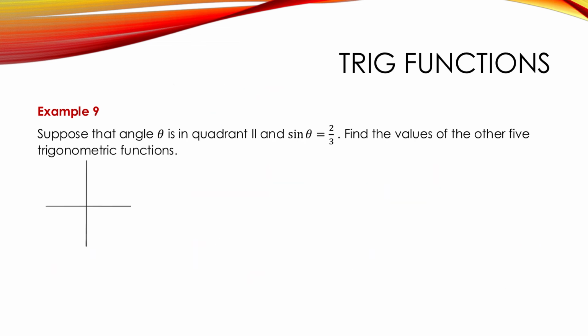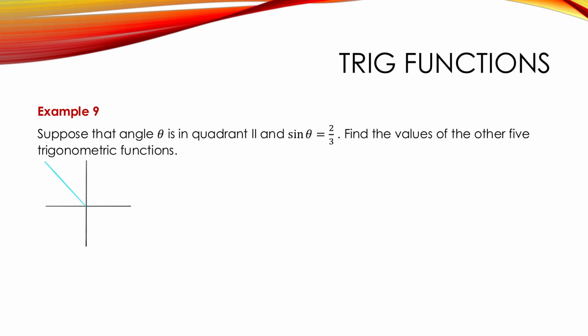Let's look at example 9 now. Suppose that angle theta is in quadrant 2 and the sine of theta is 2/3. We want to find the values of the other 5 trigonometric functions. So first things first, let's just draw where our angle would be. So it would be in quadrant 2, somewhere around there, right? Somewhere in here.